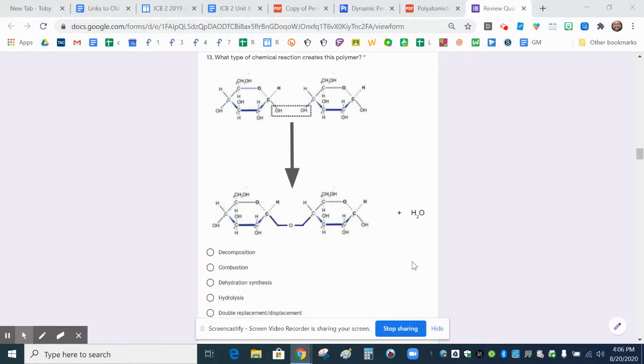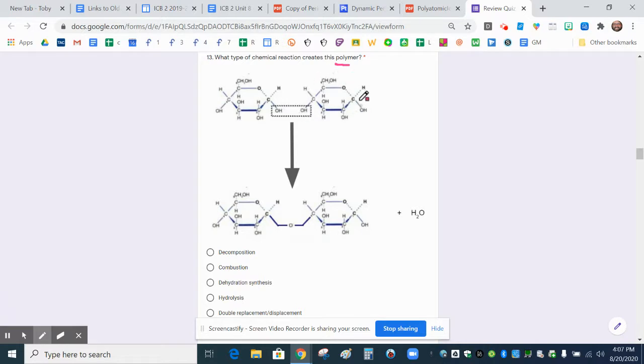So this is a really important reaction in biochemistry. We have this idea of a polymer. So think about the word poly. You know it from polygon. You might know it from the word polygamous, which means having multiple lovers. Poly means multiple, right?